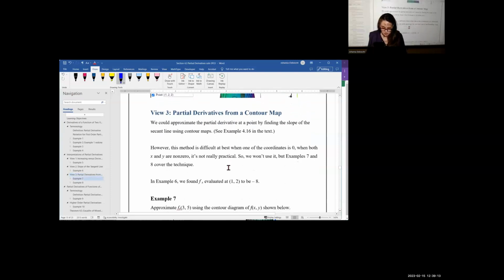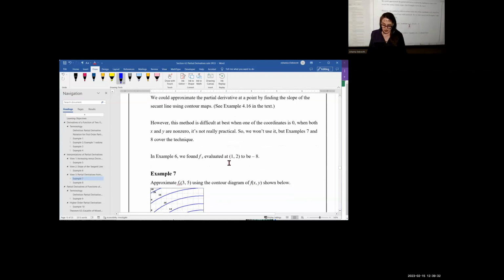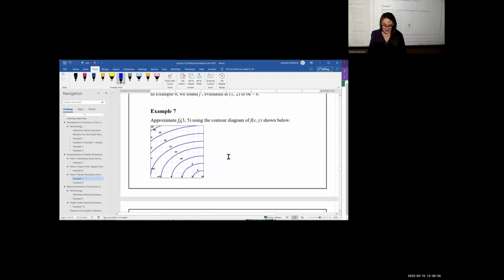View 3, looking at partial derivatives from a contour map. This is a lot less important, so I'm going to go through it relatively quickly. It's not really a practical way to do things, but it can be done this way, and I think there is maybe one homework problem that covers it, so we'll do this a little bit. Okay, so on example 7, instead of looking at the surface, we're looking at the contour plot, right? So all the level curves.